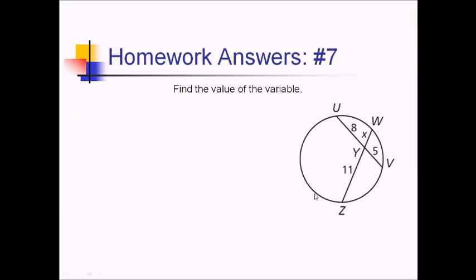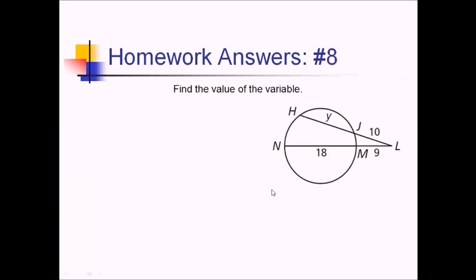For number 7, we've got two chords intersecting each other. So we're just going to set the products of their segments equal to each other. So we have 11 times x equaling 8 times 5. So 11x equals 40. And then we can just write x as 40/11ths.